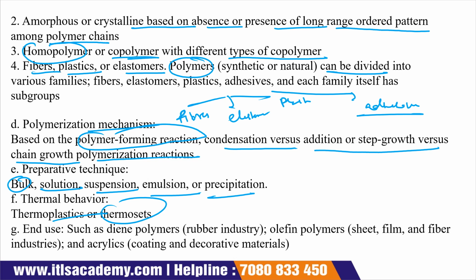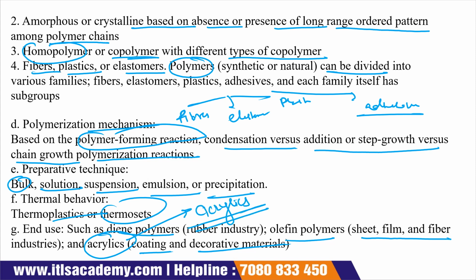And use. Like diene polymers, they are produced in the rubber industry. Olefin polymers are produced in the sheet, foam, and fiber industry. And acrylics are used as coating and decorative material.